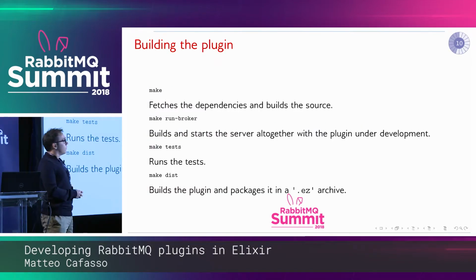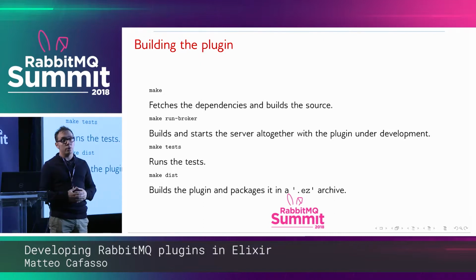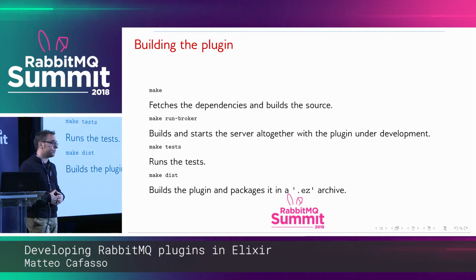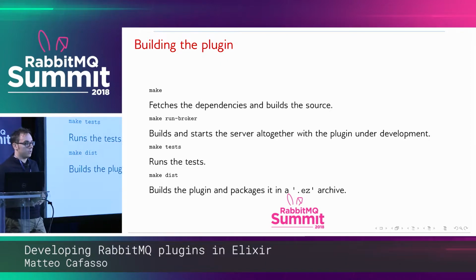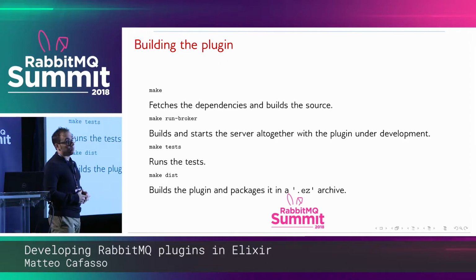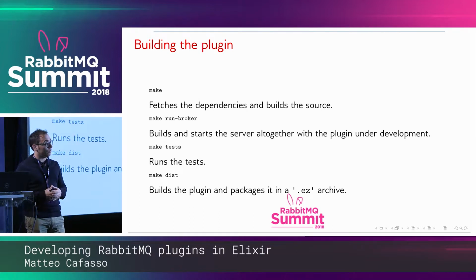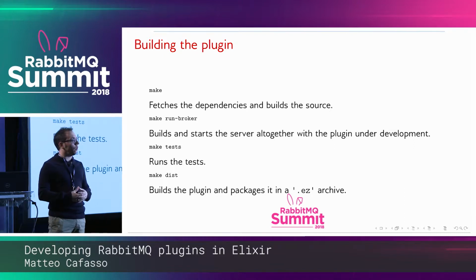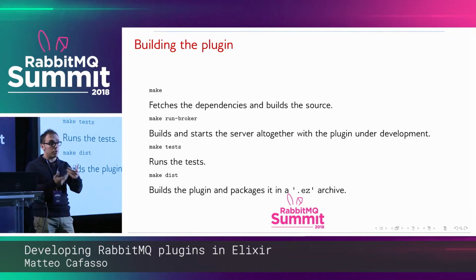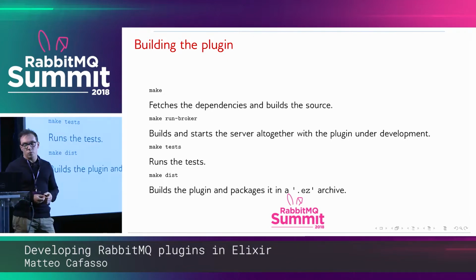A few commands. We will first run make, which will aggregate, fetch all the dependencies and build them for us. This is the first step we always need to do when we start with Rabbit plugins. Once that is done, we can run the command make run-broker. It will compile our code and fire up a broker for us. And if we provide any plugin, these plugins will be started alongside the broker, so we can start really playing with the code, interacting with the broker, and see what goes wrong and what doesn't.